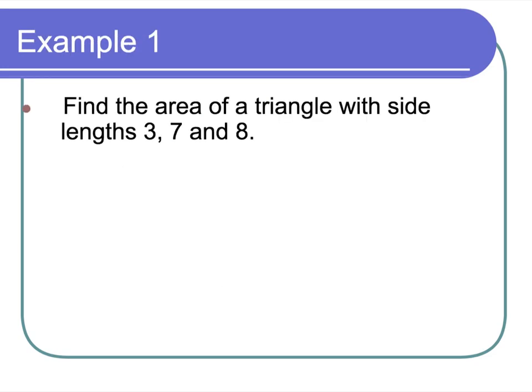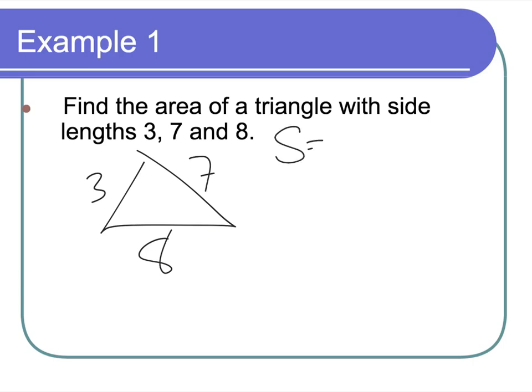All right, we're going to find the area of a triangle with side lengths 3, 7, and 8. Now, we don't have to have this as a right triangle. We don't have to find a height and base and all that. Let's just draw out our triangle, 3, 7, and 8. I can use Hero's formula to figure that out. So my semi-perimeter is 3 plus 7 plus 8 all over 2.